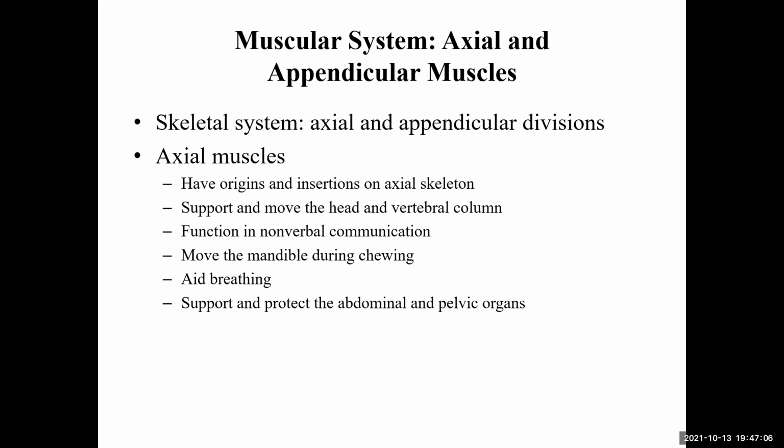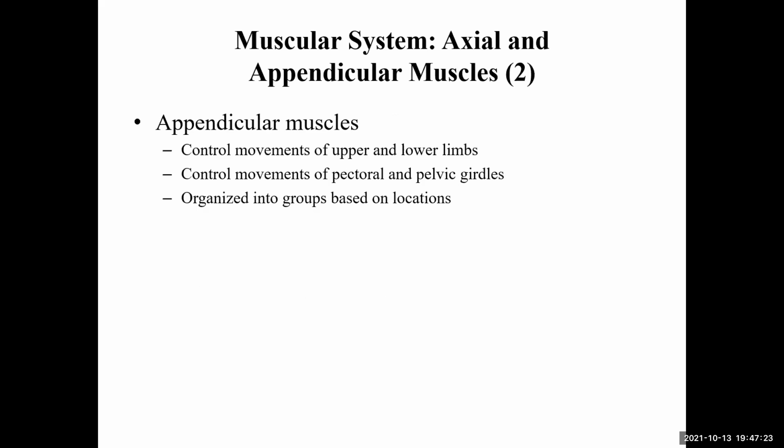Mainly that's going to be the diaphragm, but we've got our external and internal intercostals that will help with that too. And not to as much of a degree as the skeleton or bone does, but some of these muscles will actually protect some of the abdominal and pelvic organs. And the appendicular muscles are just the muscles that create movement in the upper and lower extremities, and how they cause motion and movement in the pectoral and the pelvic girdles. The pectoral girdle is made up of the scapula and the clavicle, and the pelvic girdle is made up of the os coxa.